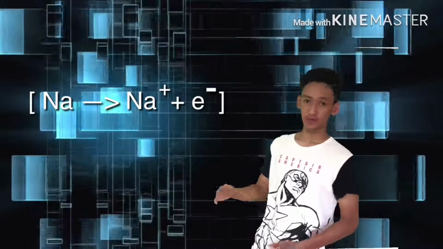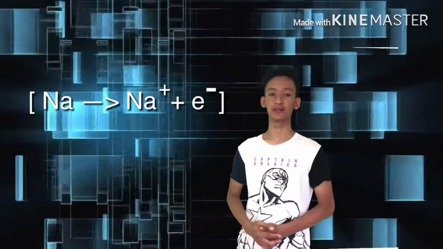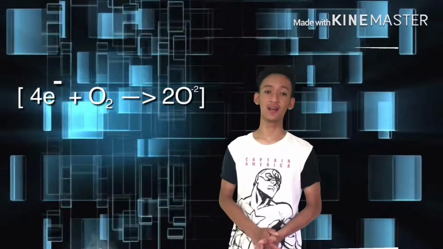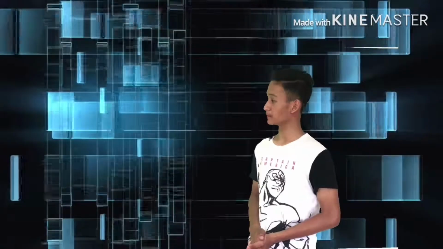An example of half reactions is this, which is, as you can see, an oxidation reaction because it loses electrons. And another example is this, which is a reduction reaction because it gained electrons. The complete equation will be this.